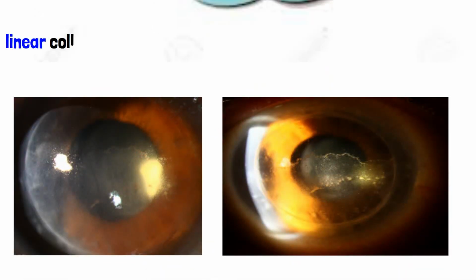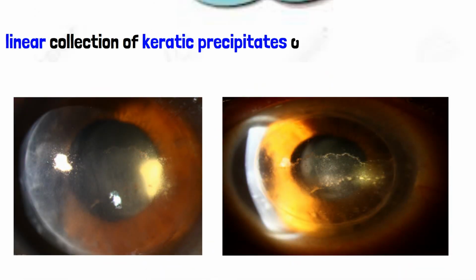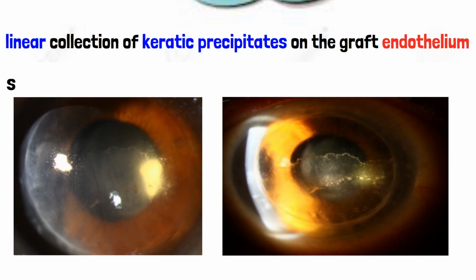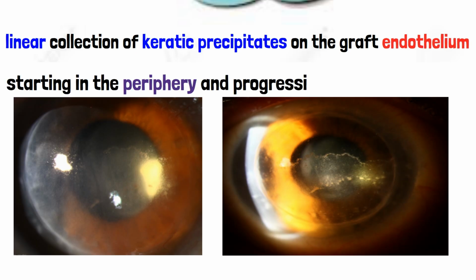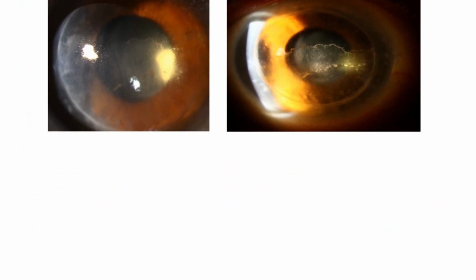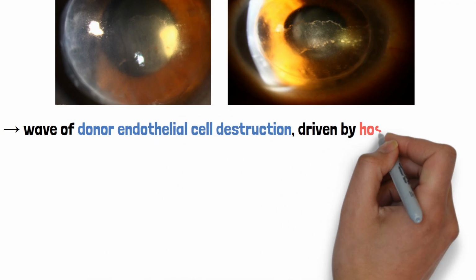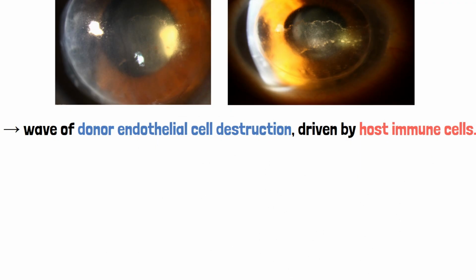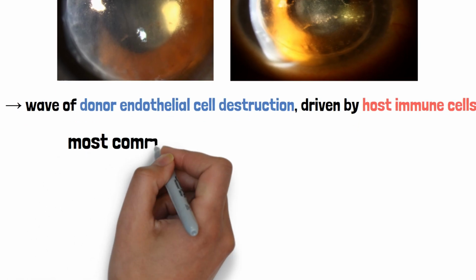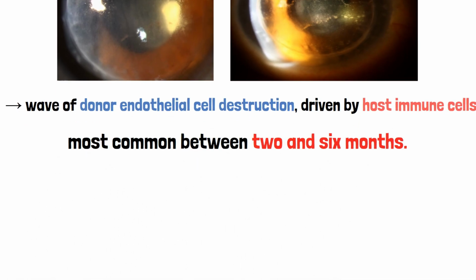The Khodadoust line is a linear collection of keratic precipitates on the graft endothelium, starting in the periphery and progressing centrally, and is the hallmark of corneal graft rejection. This represents a wave of donor endothelial cell destruction driven by host immune cells. Rejection can occur at any time after corneal transplantation, from days to years, but it is most common between 2 and 6 months. It is an ophthalmic emergency, requiring immediate treatment to preserve the graft.